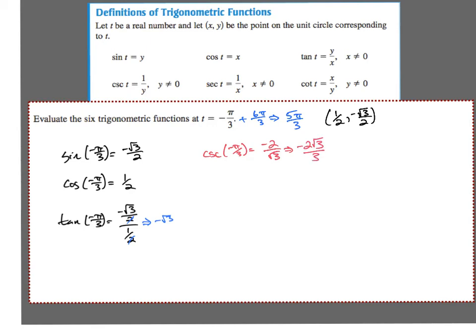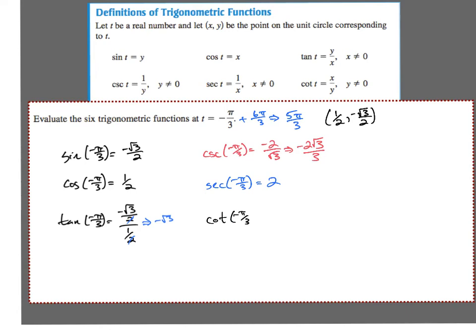And then who's cosine's buddy? Secant. So now I have secant. And how do I want you to think of it? It's the reciprocal of cosine. So what do I get? Just 2. And then cotangent is tangent's buddy.